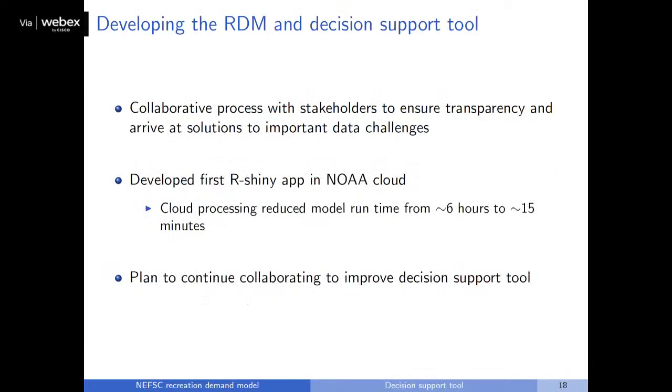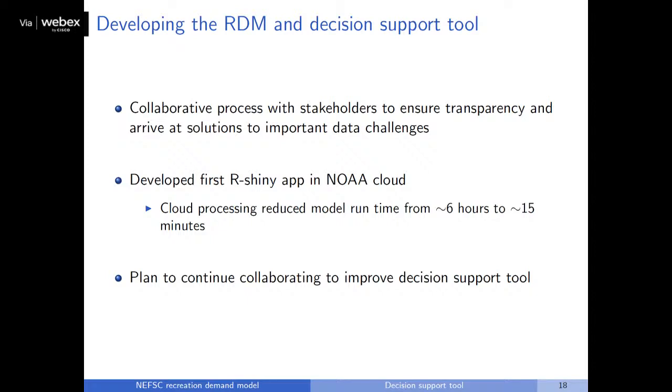So with that, I will turn this over to Kim Bastille, and she'll talk about how we developed the online decision support tool. Thanks, Lou. Hi, everyone. So I've been working on the decision support tool, which is just a user interface that allows managers to interact with Lou's recommend model code.